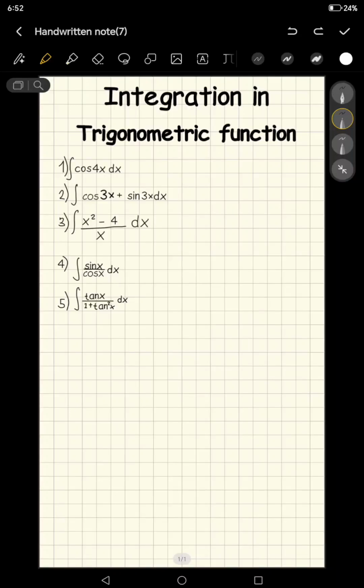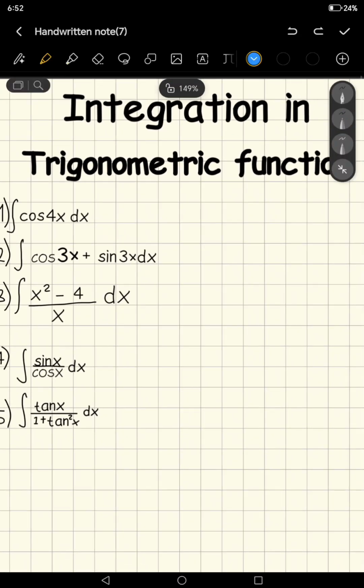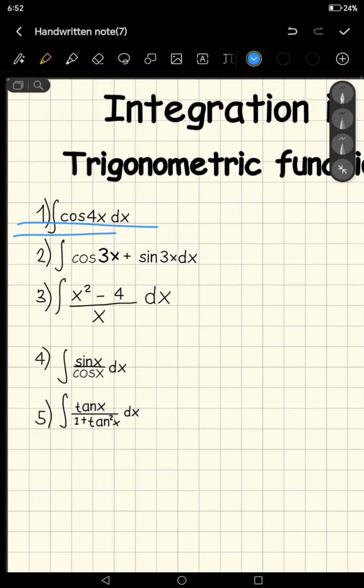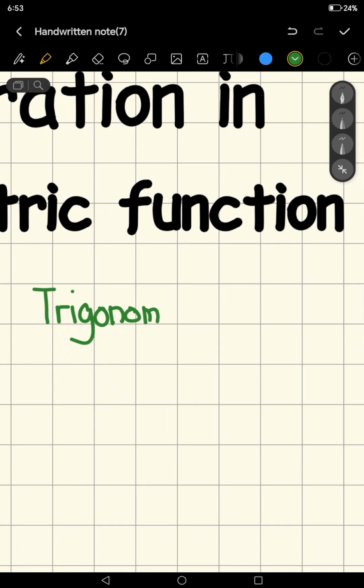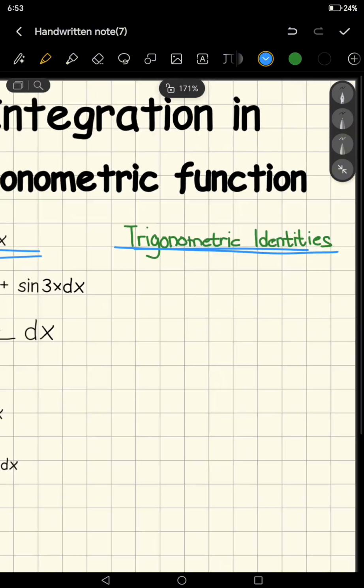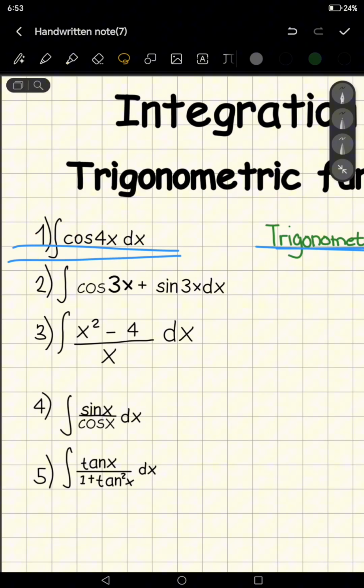Hello guys, today we are going to learn the integration in trigonometric function. So I've prepared at least 5 problems for you to be able to learn deeper and understand this topic. By the way guys, napaka-importante ng trigonometric identities dito, kaya kabisaduhin nyo yon. So let's start solving number 1, the integral of cosine 4x dx.